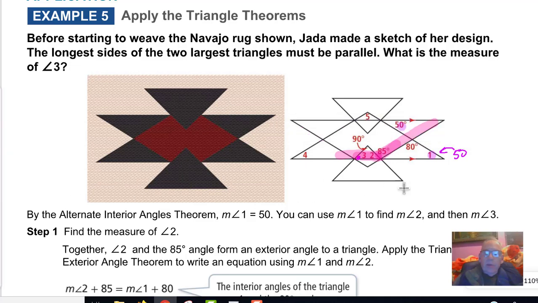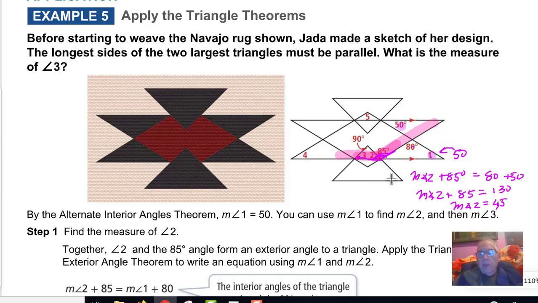So let me write that down. The measure of angle 2 plus 85 degrees, which is this exterior angle right here, has to equal the sum of these two remote interior angles. And we found that angle 1 is 50 degrees. So these add up to 130. And we've got measure angle 2 plus 85 equals 130. Take 85 away from both sides. Measure angle 2 is going to be 45 degrees. So we can find out that angle 2 measures 45 degrees.